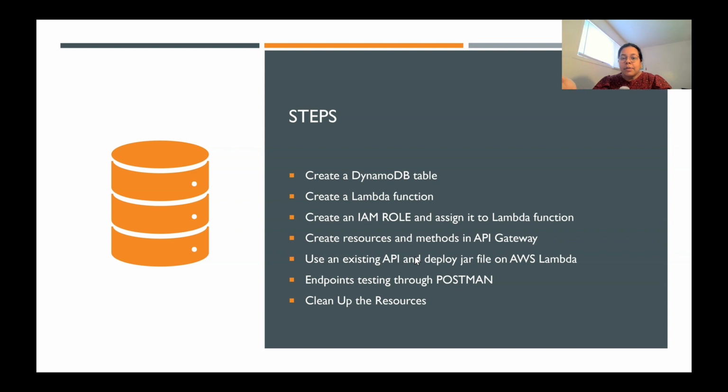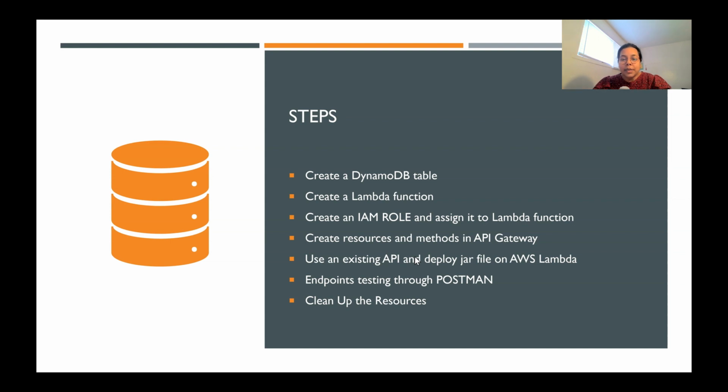So for that, we will be creating resources and methods in API Gateway. And once that is done, we are going to use an existing API, the Java code, and we are going to build the API. We are going to deploy the jar on AWS Lambda. We will upload the jar on AWS Lambda.